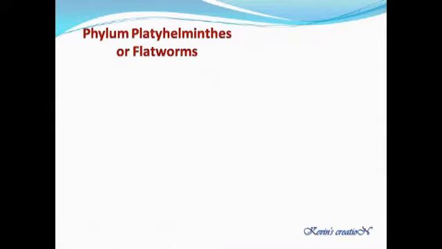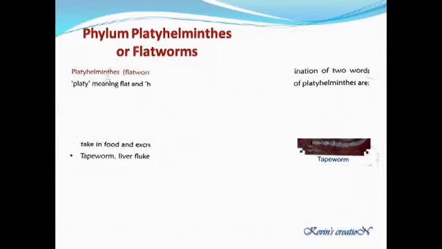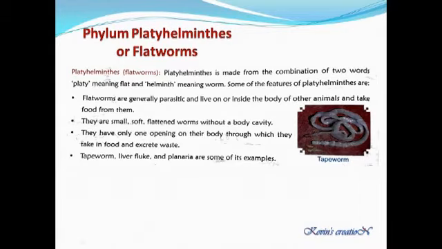Then comes phylum Platyhelminthes, which is also known as flatworms. It is derived from a combination of 2 words, platy, which means flat, and helminth, which means worm. So flat worms. They are generally parasitic. Parasitic means they consume the food prepared by somebody else. So they live on or inside the body of other animals, even humans also.